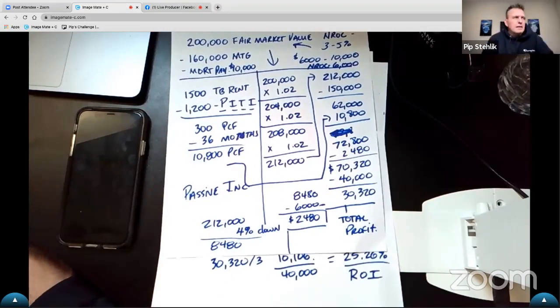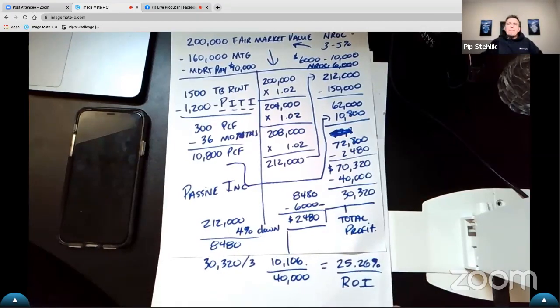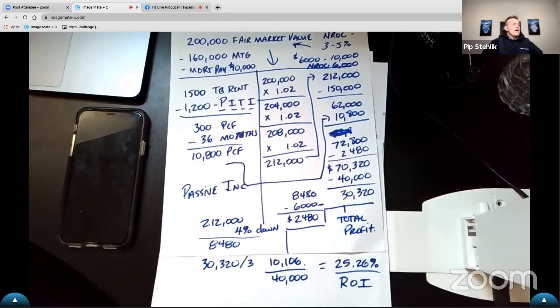And when you start to see how lease option allows you to make money in this deal, is that my wife commenting on that?